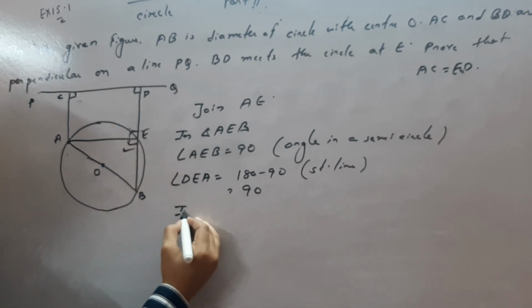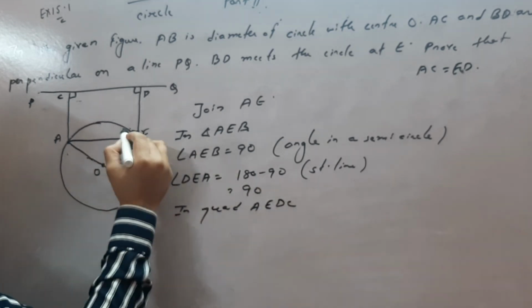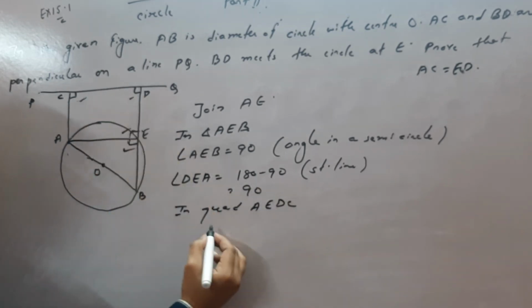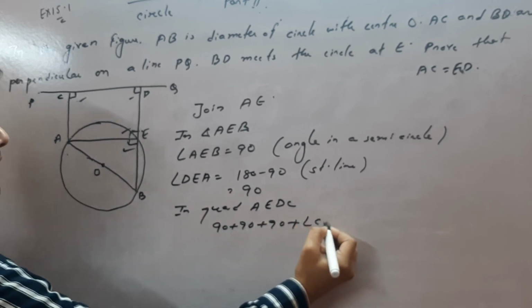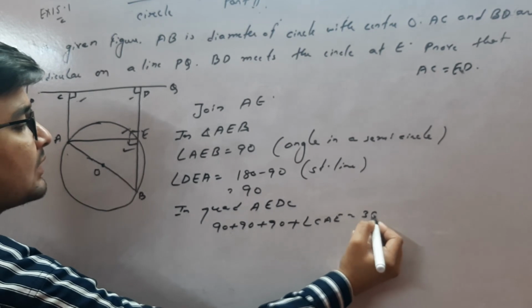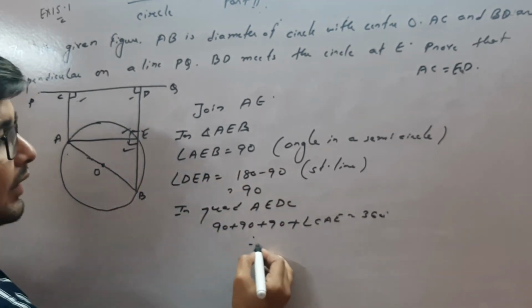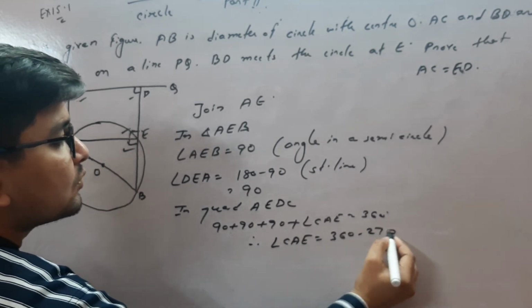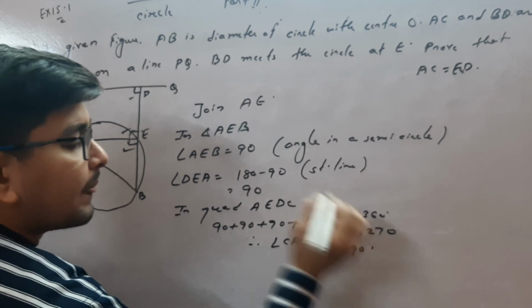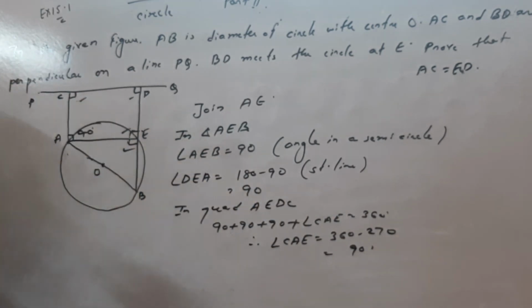In quadrilateral AEDC, this one is 90, this one is 90, this one is 90. That means 90 plus 90 plus 90 plus this angle CAE equals 360, because the sum of all the angles of a quadrilateral is 360. Therefore, angle CAE equals 360 minus 270. It's 90. So this one is 90. So all the angles of the quadrilateral are 90.